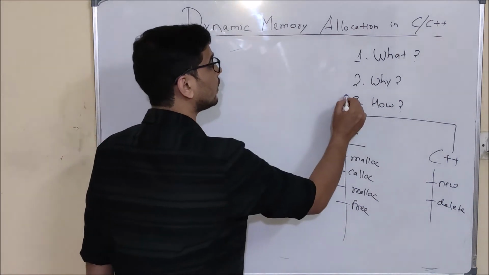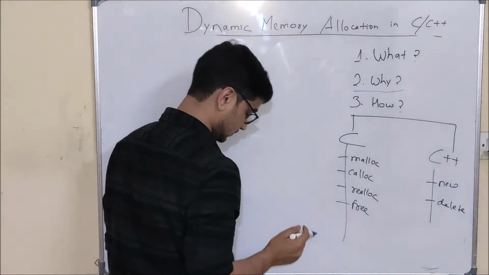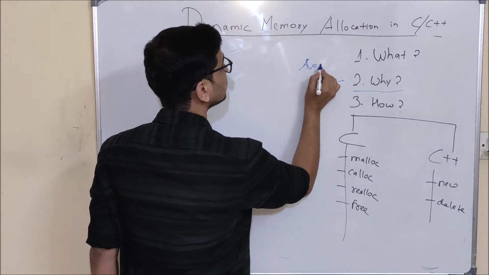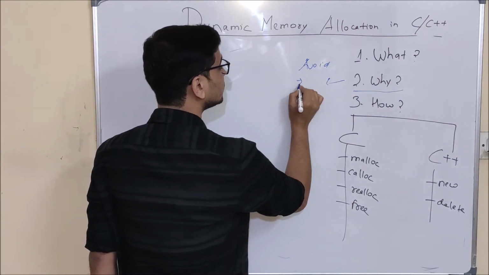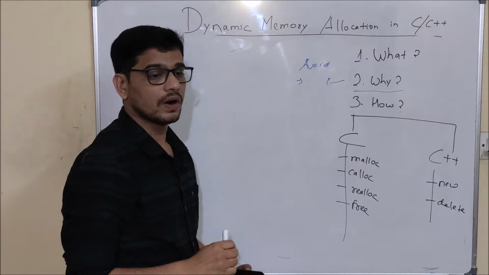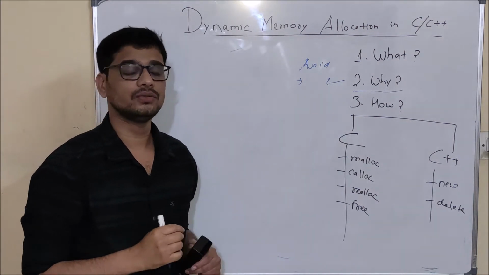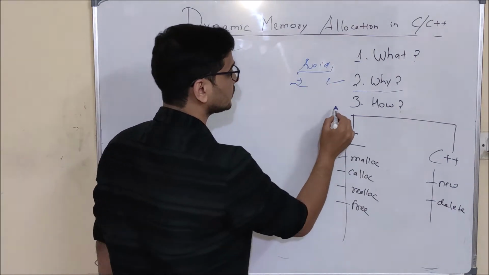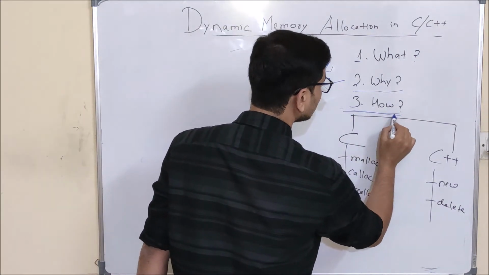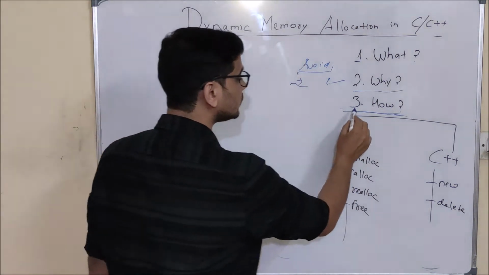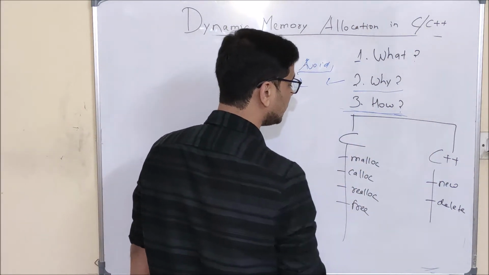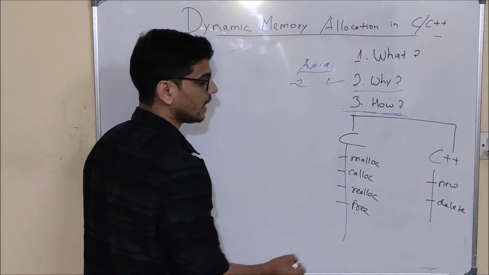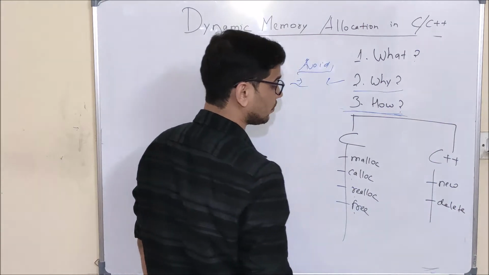And second thing is, why dynamic memory allocation? The answer is to avoid memory wastage. And second thing is that we don't know in prior the amount of memory that the user is going to need. These two are the most important points. And third point is, how do we do it? In C++ and C we have different ways to do it. In C we have malloc, calloc, realloc and free, and in C++ we have the new and delete operators.